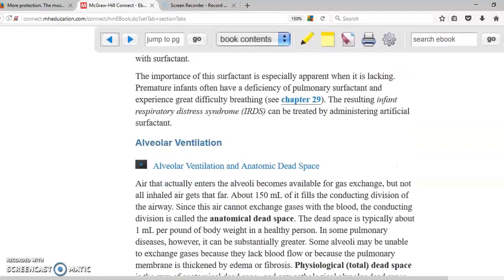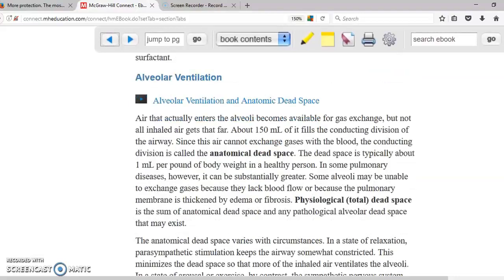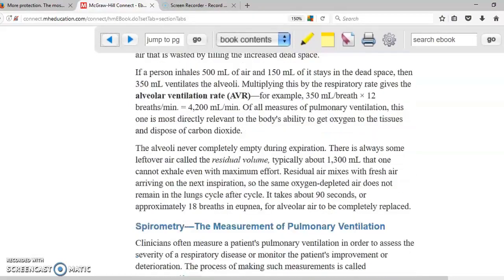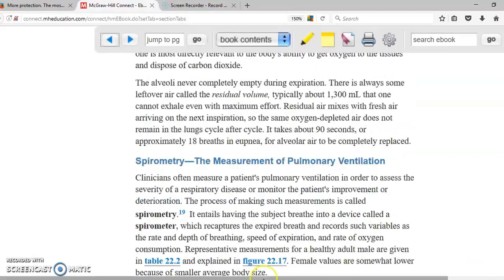Next topic is alveolar ventilation. That's basically the amount of air that goes in and out of your lungs, inhaling and exhaling. How do you measure that? You measure it with a device called a spirometer, right here, spirometer. The process of measuring the amount of air that goes in and out is spirometry.